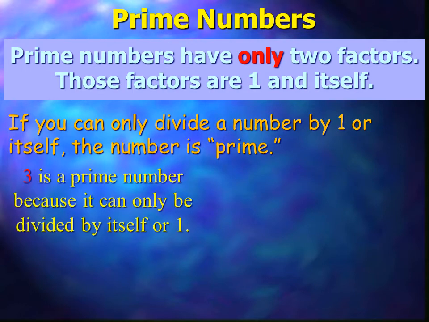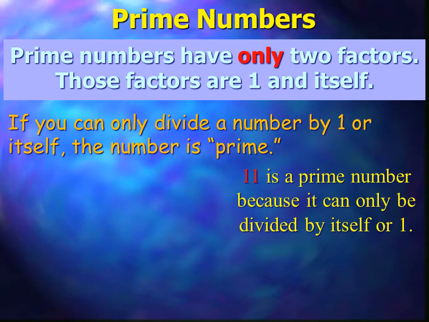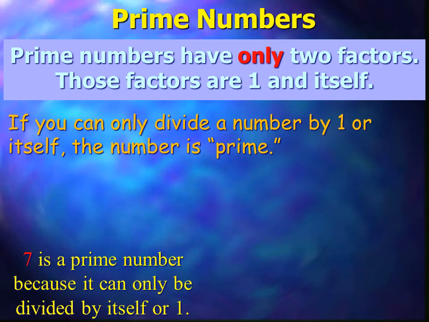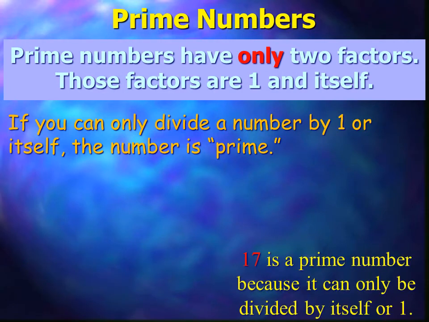Here are some examples. 3 is a prime number because it can only be divided by itself or 1. 11 is a prime number as well because it too can only be divided by itself or 1. The same can be said for 7. It can only be divided by itself or 1. And finally, 17 is a prime number because it can only be divided by itself or 1.